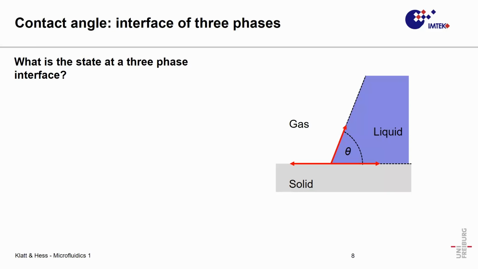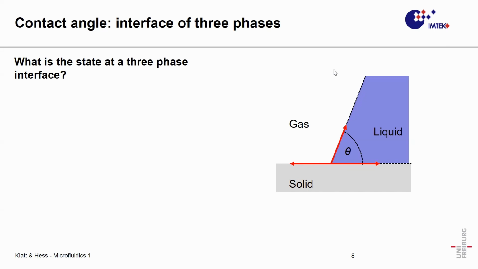What happens at the interface of three different phases? To understand this, we can have a closer look at the sketch on the right-hand side. There's a gaseous phase, a liquid, and a solid. And each of those phases interacts with the other phases. So there's a liquid-solid surface, a solid-gas surface, and the liquid-gas surface.